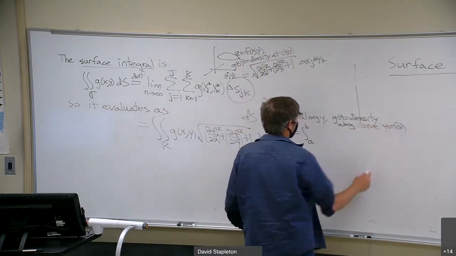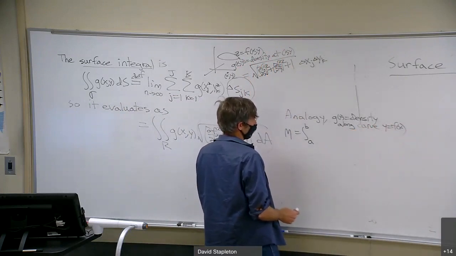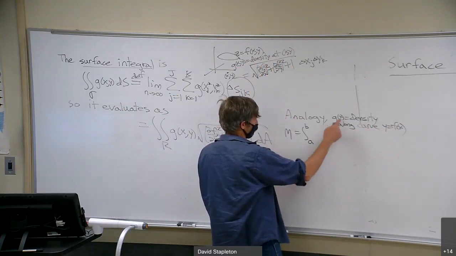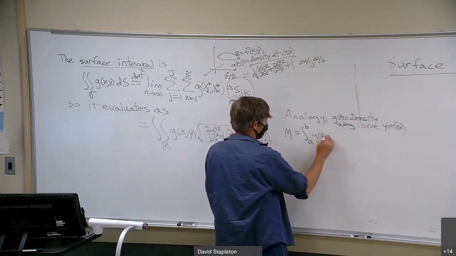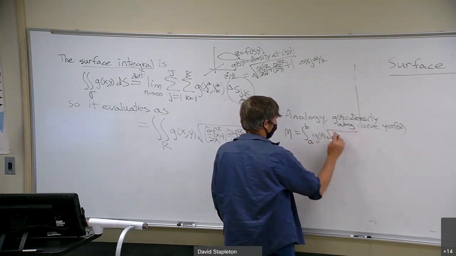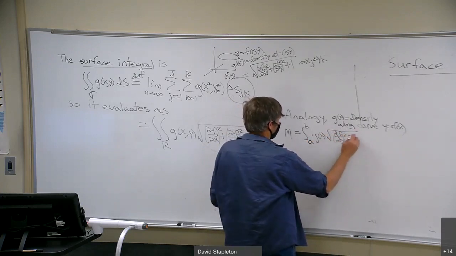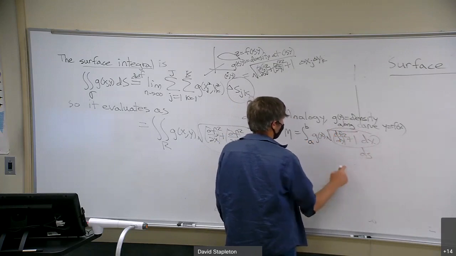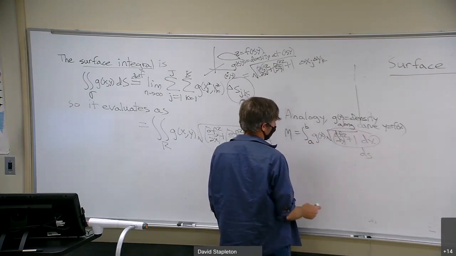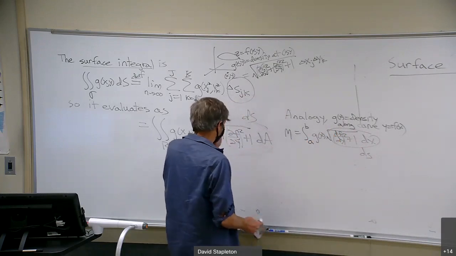How did you find the mass of a wire along y equals f of x with density equals g of x? You integrated g of x times the square root of df dx squared plus 1 dx, and you call this d little s the arc length, infinitesimal arc length. And you could do that, and this is just analogous.